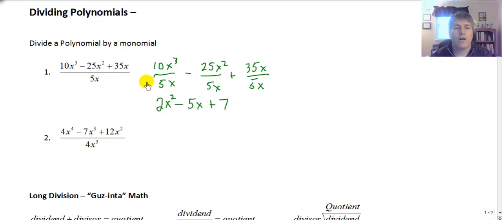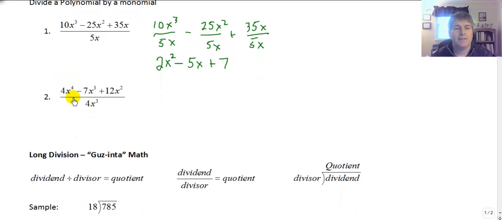Now that's all nice and well and good when everything divides in evenly as the 5x did. In our second sample problem, everything doesn't divide in equally. As you can see here, I have my common denominator 4x cubed, but wait a minute, 7 over 4, that doesn't work out so well. Same with x squared over x cubed.